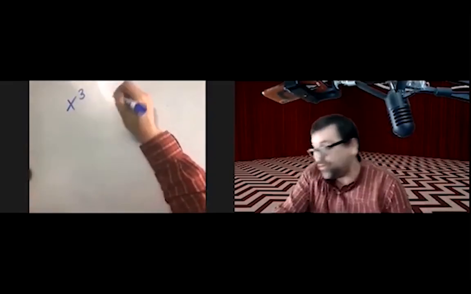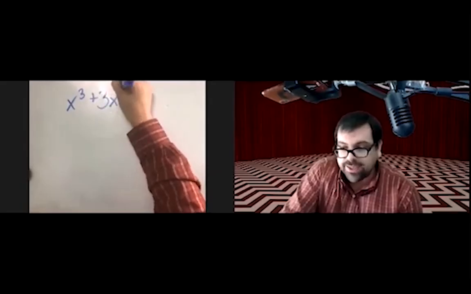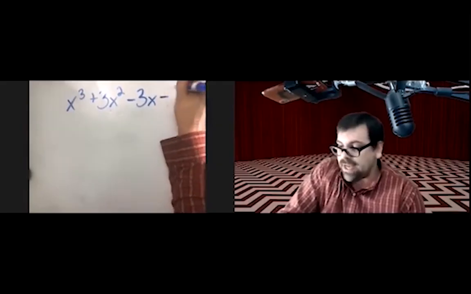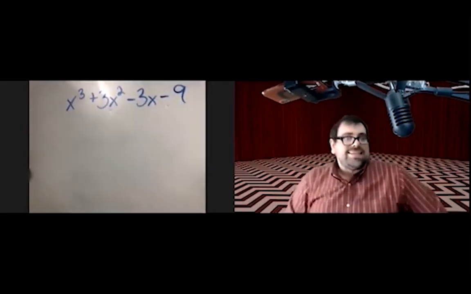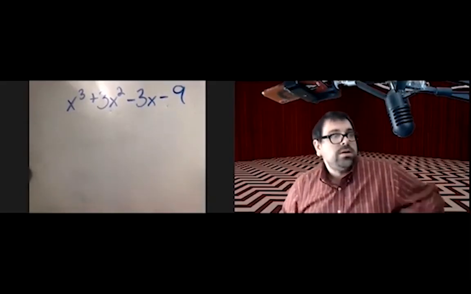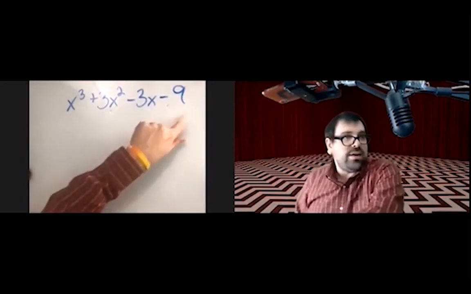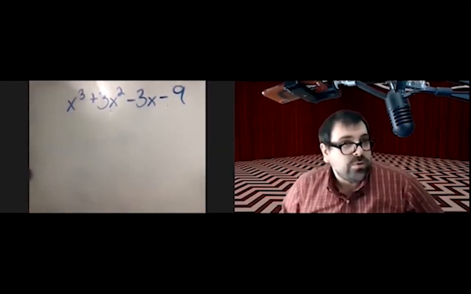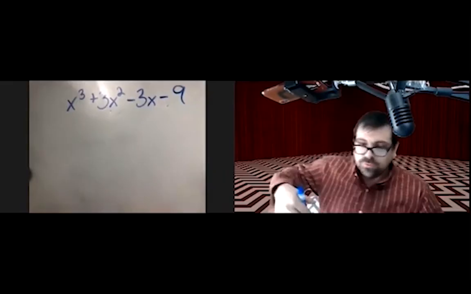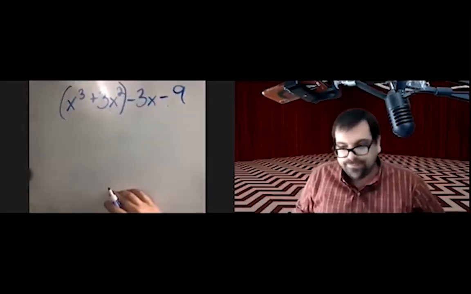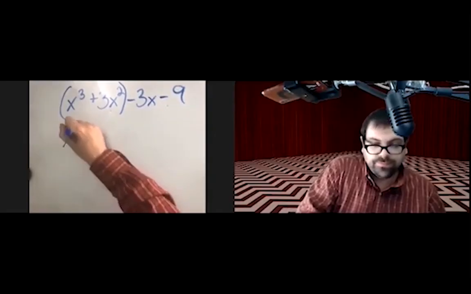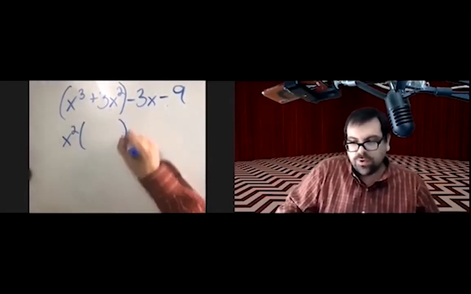Let's take a look at x cubed plus 3x squared minus 3x minus 9. There does not exist a greatest common factor of all four terms to take out. This one doesn't have any coefficients. That one doesn't have any x's. So we are forced to turn to factoring by grouping. Group the first two terms. What can we take out? X squared. What are we left with?